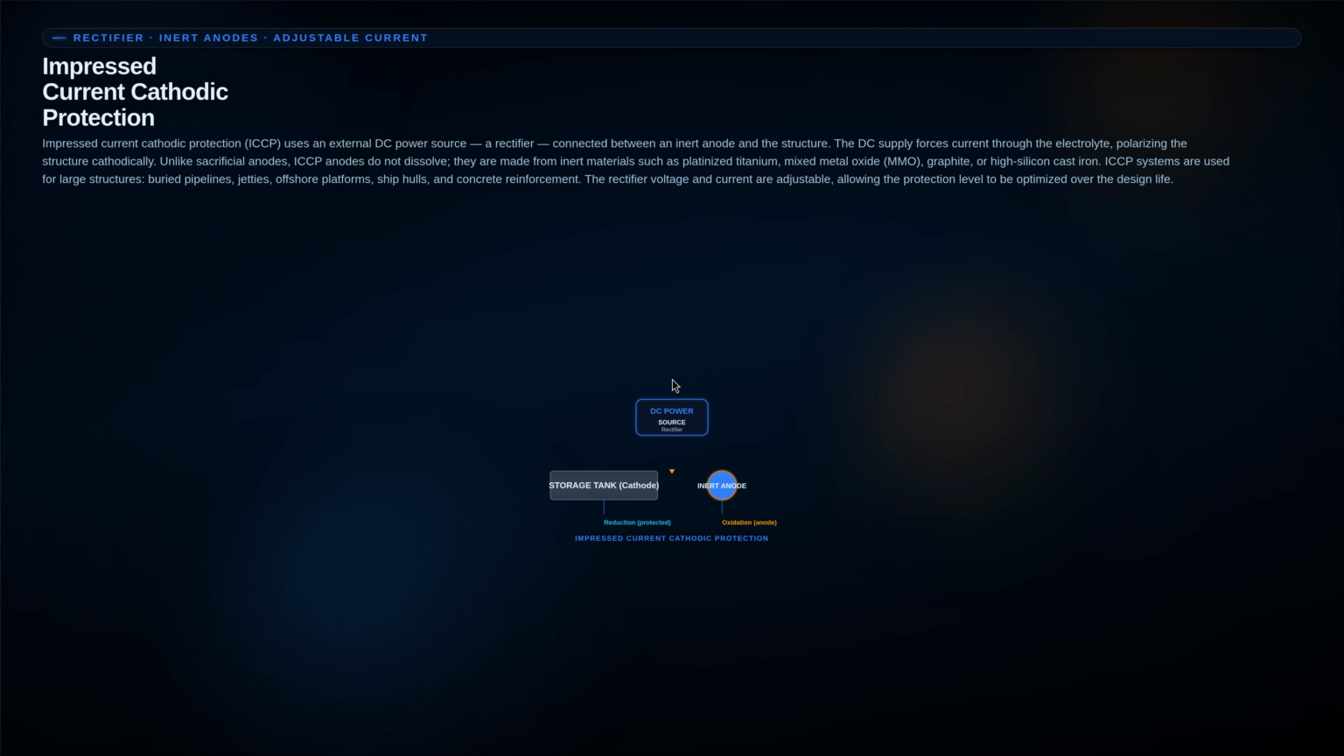ICCP systems are used for large structures like buried pipelines, jetties, offshore platforms, ship hulls, and concrete reinforcement. The rectifier voltage and current are adjustable, allowing the protection level to be optimized over the design life.